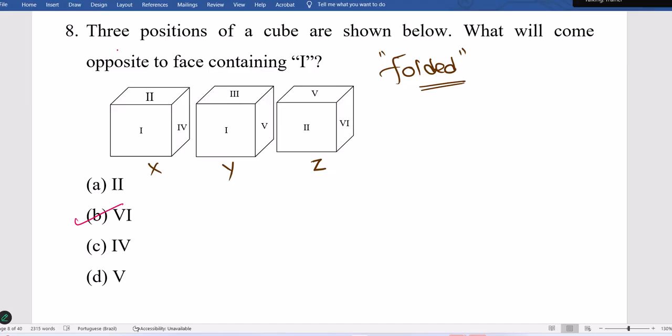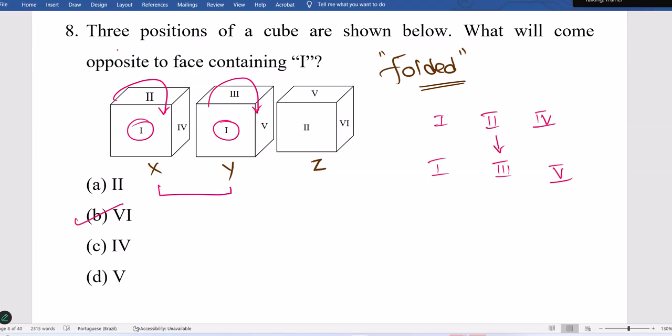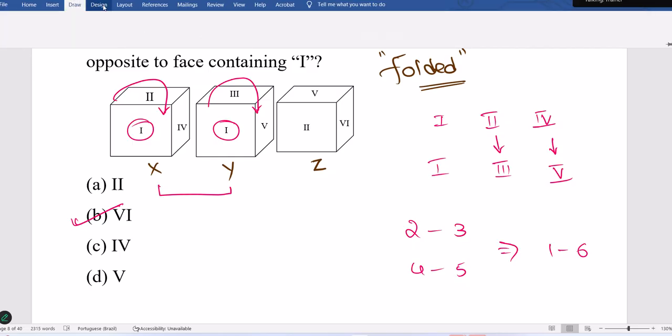Now what you can do, there is a very simple method: in two different views, one common side is available. From there, write the terms clockwise. 1, 2, 4, 1, 3, 5. Then 2 and 3 are opposite, 4 and 5 are opposite. Obviously, the remaining two numbers 1 and 6 must be opposite. One opposite is 6.